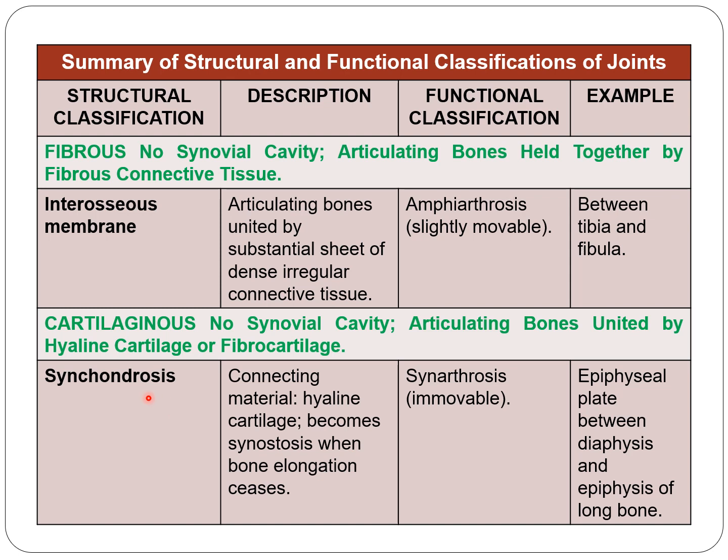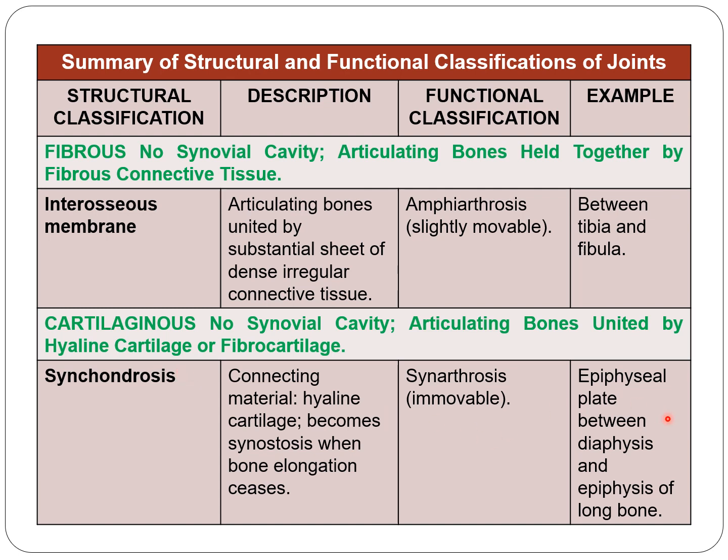The first type of cartilaginous joint is synchondrosis. Chondro means cartilage, remember. The connecting material is hyaline cartilage, which becomes synostosis when bone elongation ceases. And they are synarthrosis, that is immovable joints.